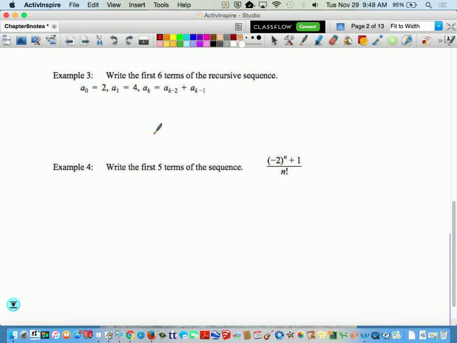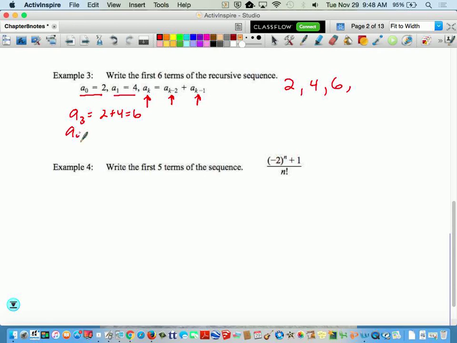they're telling me that a sub 0 is 2, a sub 1 is 4, and then watch what they're doing here. They're saying a sub k, so the next term I want, I'm supposed to go back 2 terms, back 1 term, and add them up. So 2 and 4 are the first 2 terms. So my third term is simply to take 2 plus 4 and I get 6.